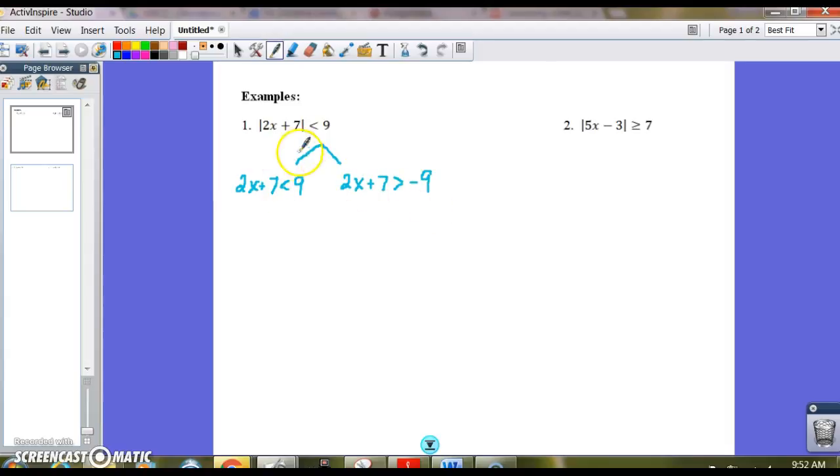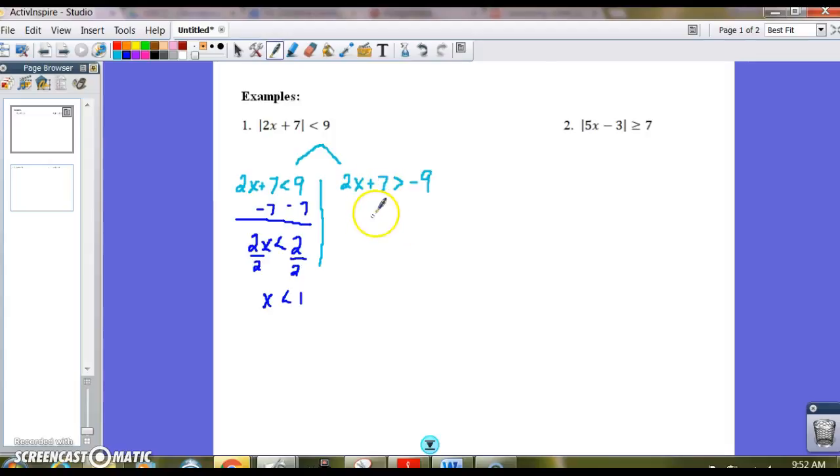So the first one, take it out of the absolute value symbol, leave everything else the same. And the second one, take it out of the absolute value symbol, flip the inequality and then negate the other side. So if it was positive, make it a negative. Now you have two inequalities that you're going to solve. So if I solve this one, I'm just subtracting 7 from both sides. I have 2x is less than 2, divide by 2, and we end up with x is less than 1.